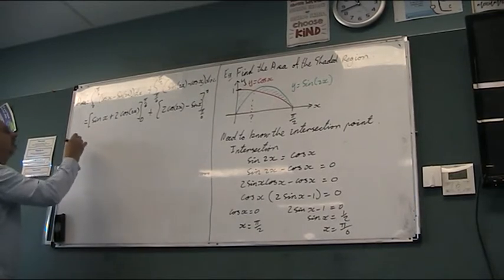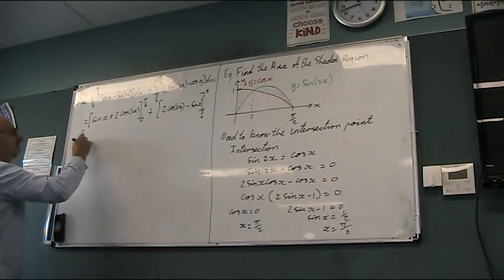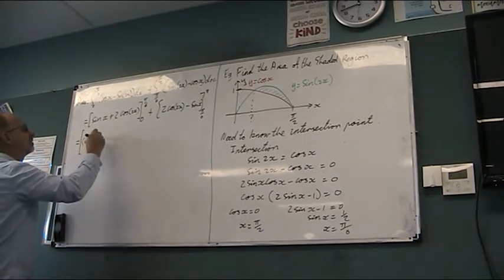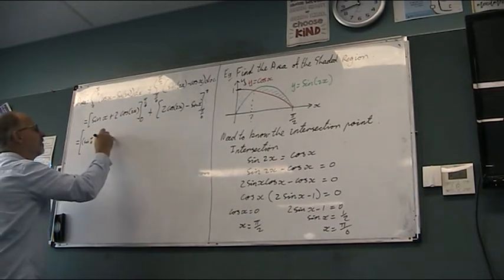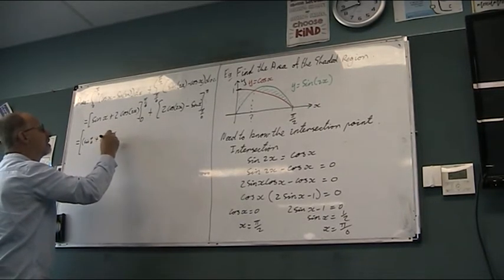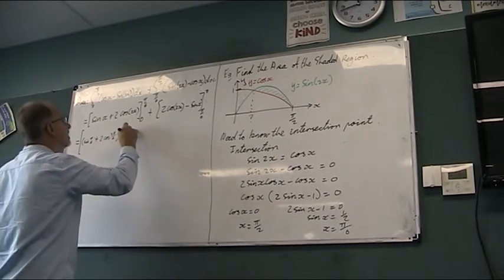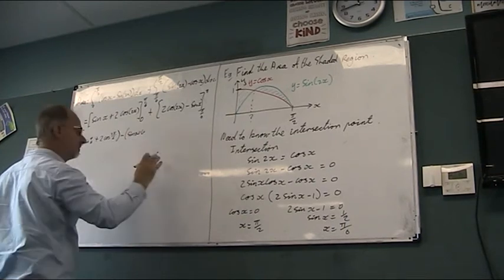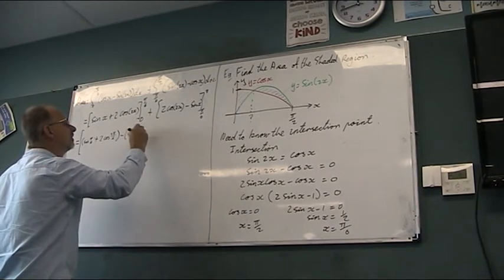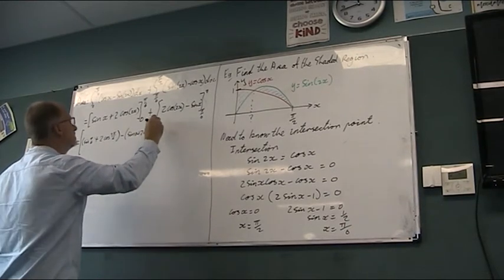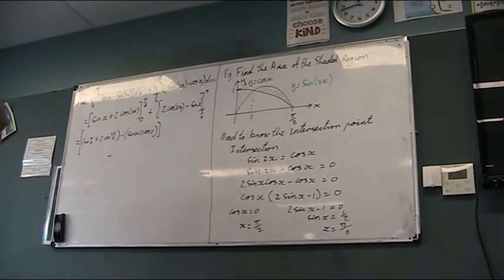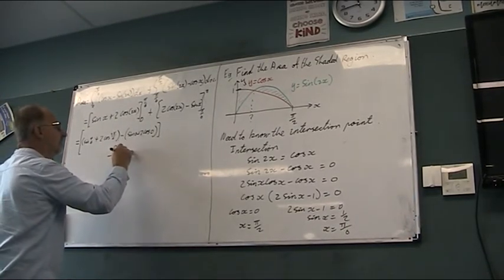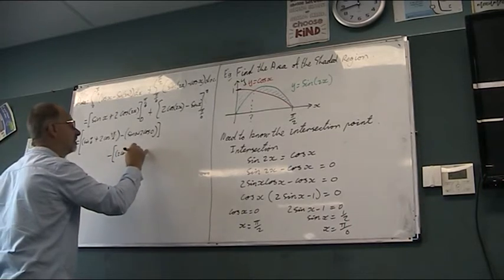Alright. So sine pi on 6 plus 2 cos 2 pi on 6, take sine 0 plus 2 cos 0. And from that we've got to take away 2 cos 0 minus sine 0.